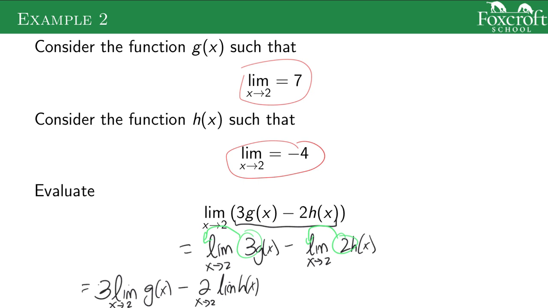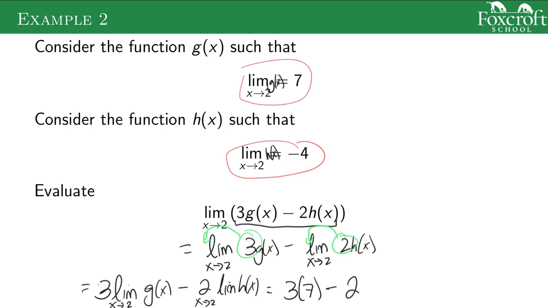Now the limit parts, they're not fully simple because you still have the g of x and h of x. This should have a g of x here, and this should have an h of x here. But those are the limits we were given at the start. So this 3 is going to stay, but the limit as x approaches 2 of g of x is 7. So that is exactly 7. That's what's told to us up there.